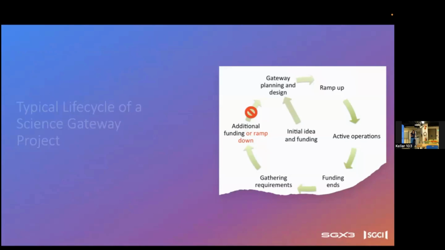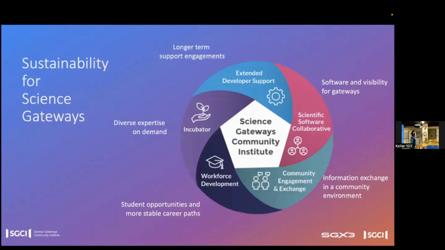When we look at the typical life cycle of a science gateway project, mostly they start with an initial idea and you get funding. Then there's gateway planning and design, a ramp up, active operation. The typical academic situation, funding ends. Then you have a community there and you want to gather requirements again and maybe get additional funding, or you have to ramp down, because maintenance costs and new development cost. Therefore, the Science Gateways Community Institute was funded over 7 years.